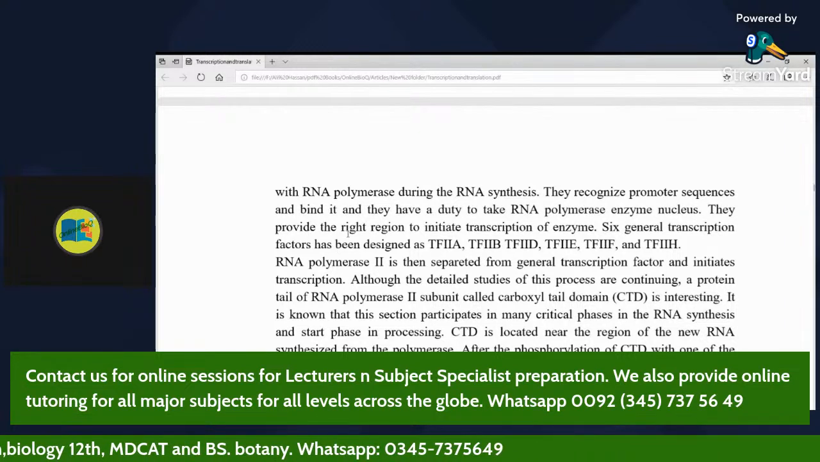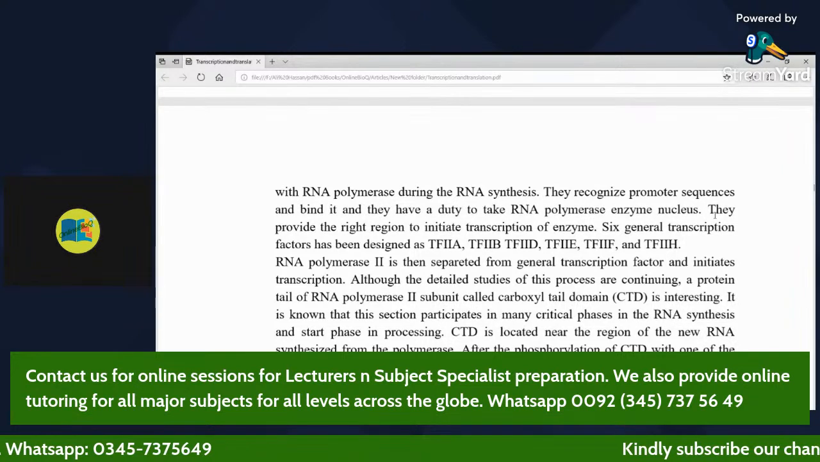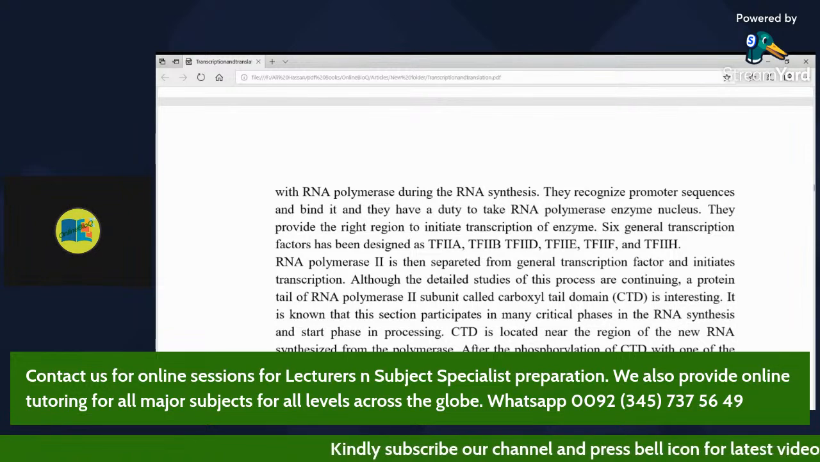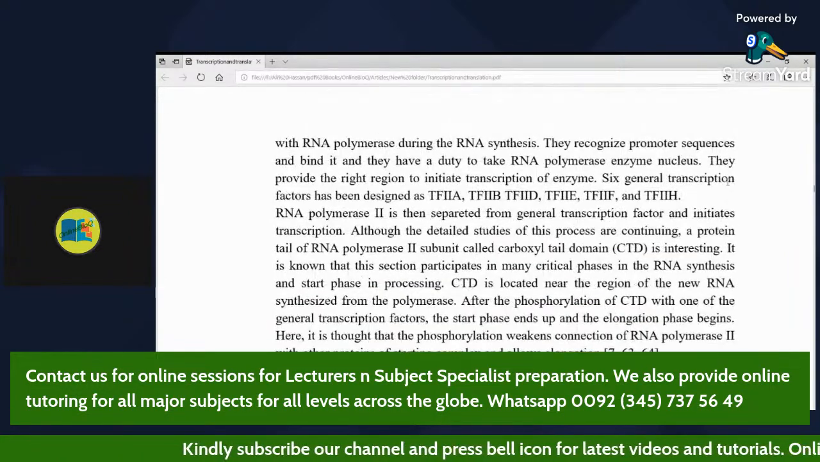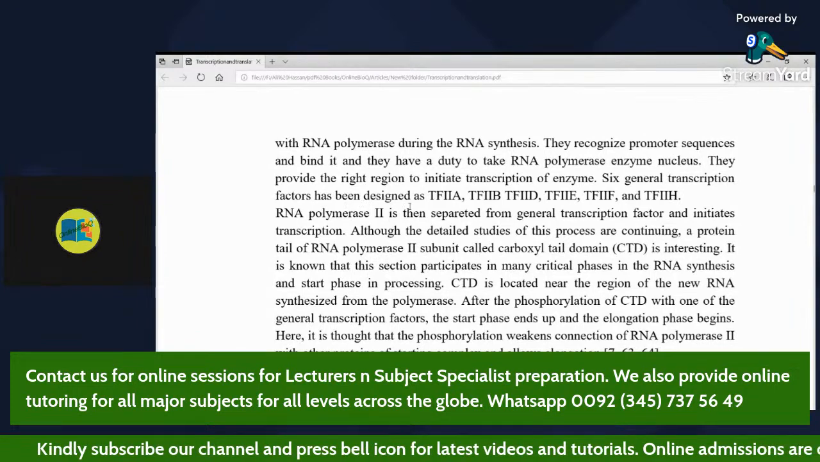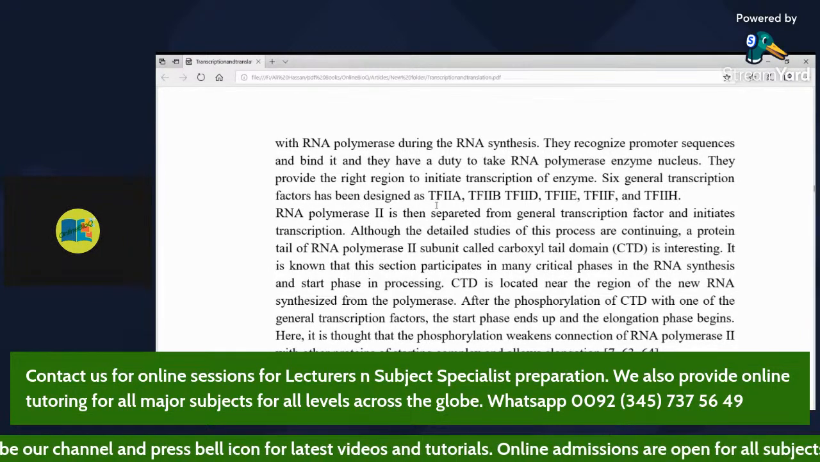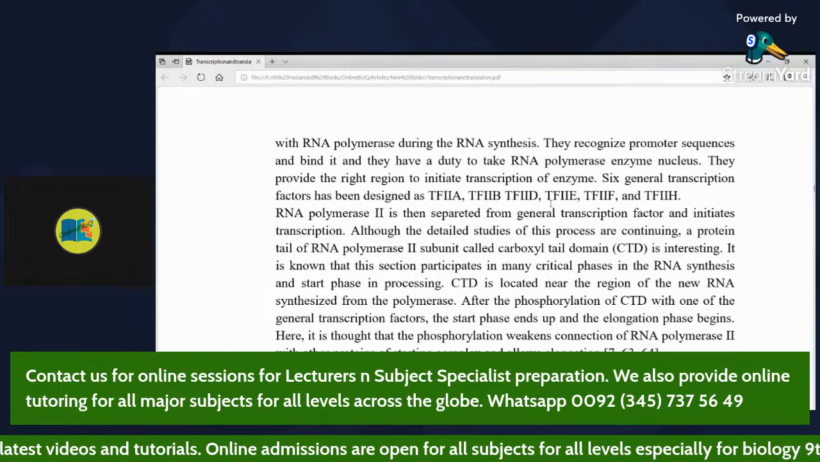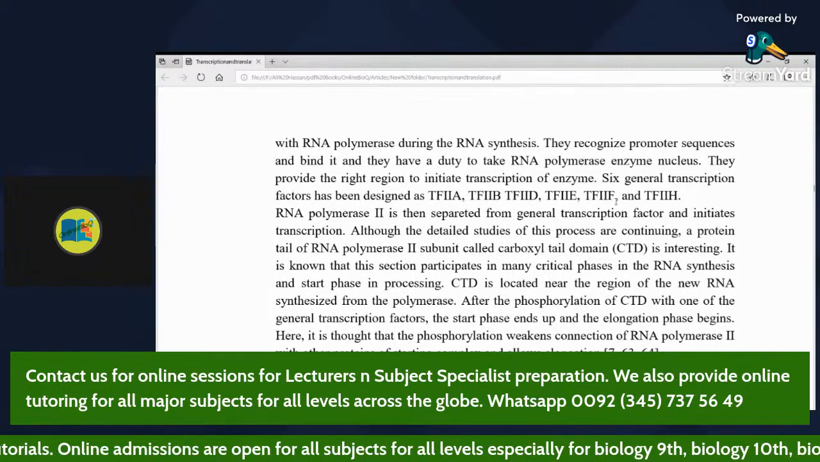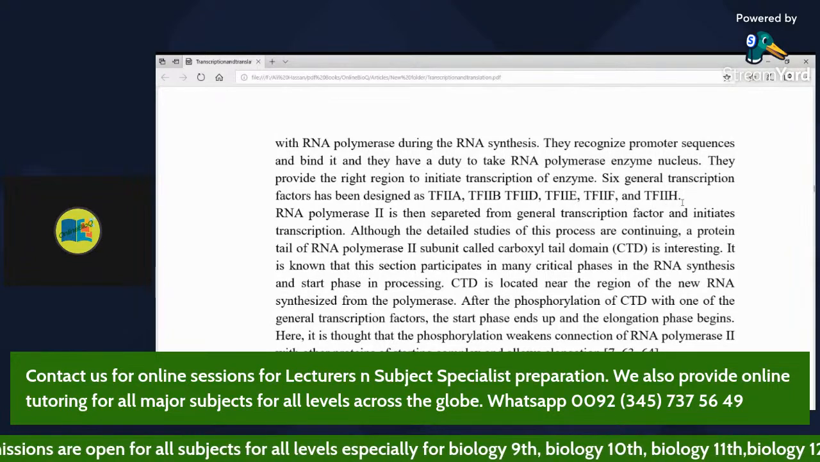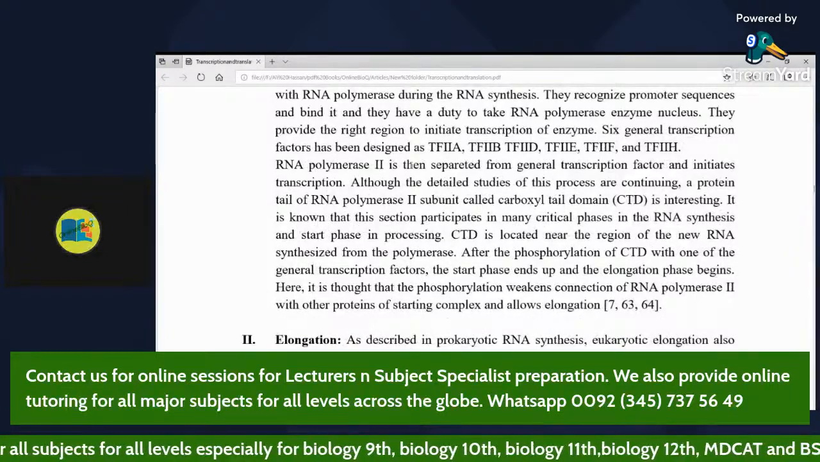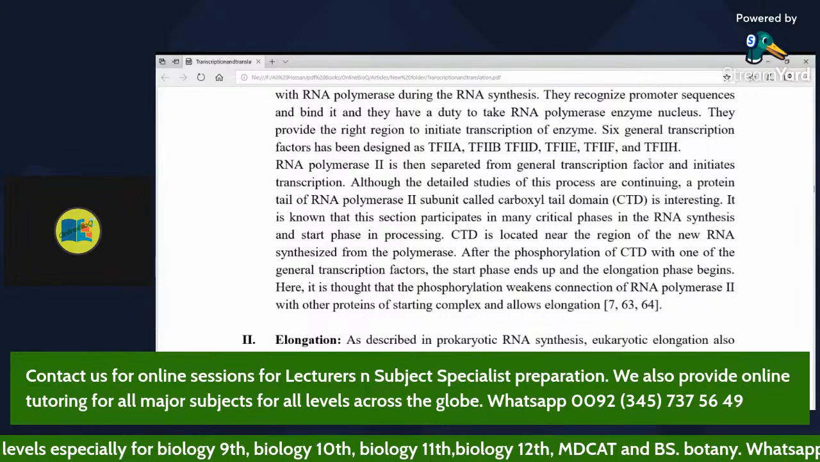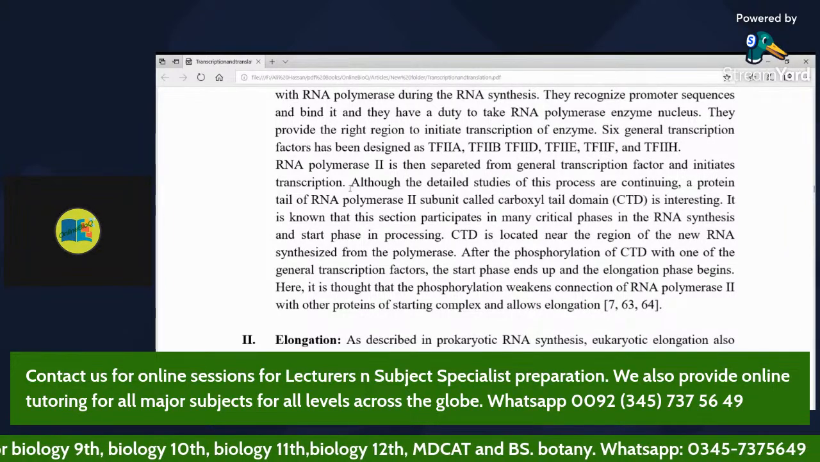They provide the right region to initiate transcription of enzymes. Six general transcription factors have been designated as transcription factor 2A, TF2B, TF2D, TF2E, TF2F, and TF2H. RNA polymerase 2 is then separated from the general transcription factors and initiates transcription.